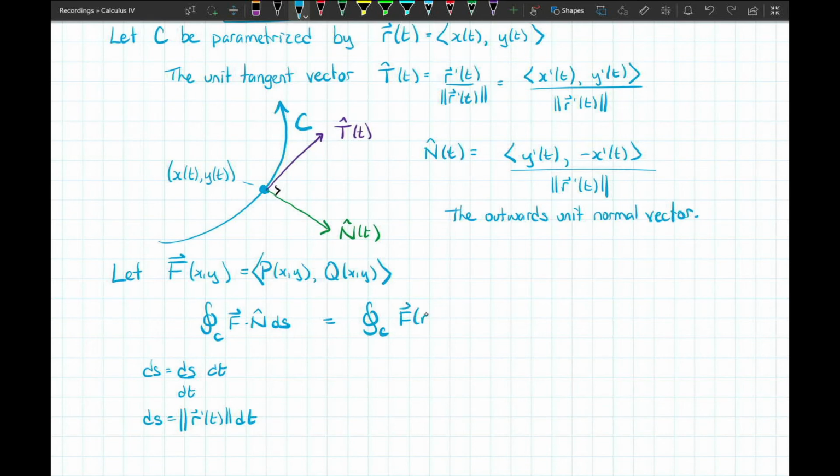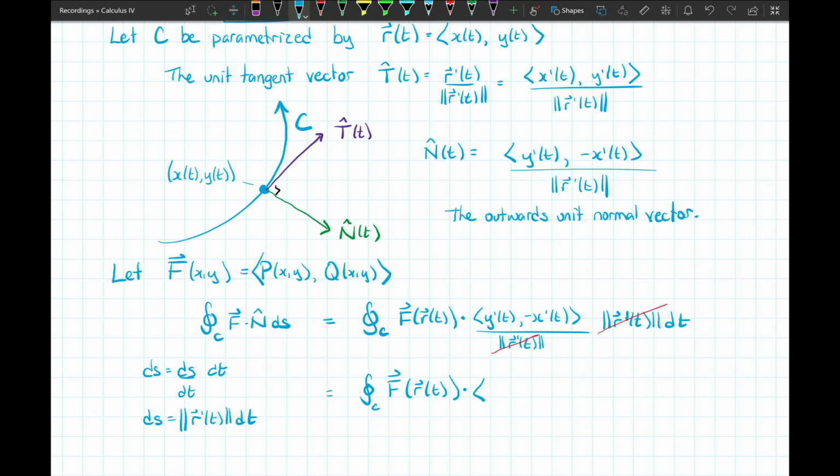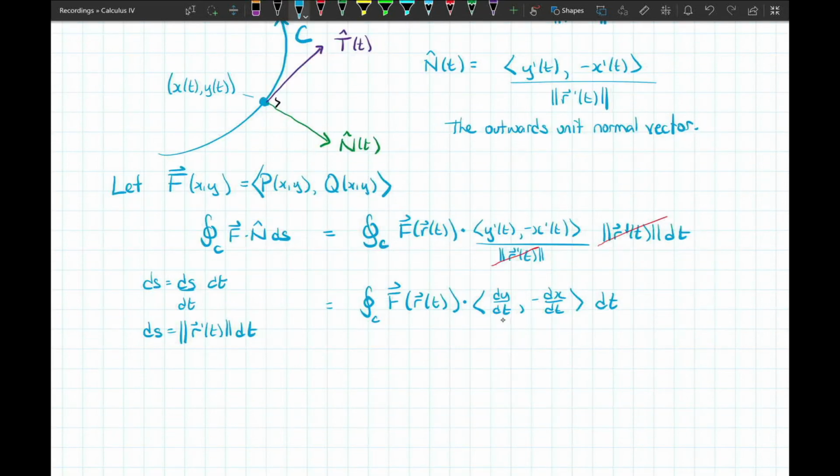We will plug our parameterization into our vector field. We will dot product with our brand new outwards unit normal vector and change our variable to t. Well, this is very convenient because now you can see that those two norms cancel each other out. Now, at this point, it might be useful to change y prime and negative x prime to Leibniz notation, dy by dt, comma, negative dx by dt. Now you can see that we have dy by dt and negative dx by dt, and our integral is dt.